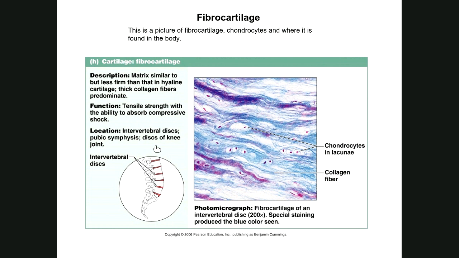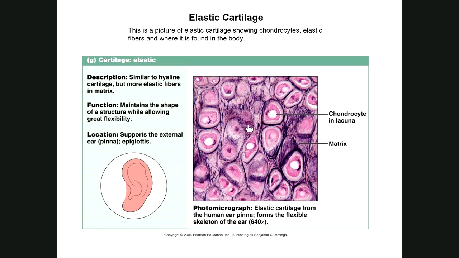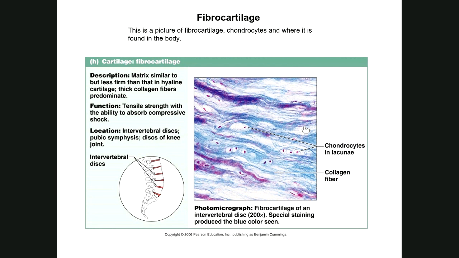So look over these. The first thing you're looking for is the cells, chondrocytes. Then you know it's a cartilage. So which one is it? If it's a clear background, it's hyaline. If it has cottony, fuzzy fibers going everywhere, those are elastic fibers, and it's elastic cartilage. If the fibers are all going one direction, like left to right in this case, but it's not fuzzy and you can see fibers, those are collagen fibers and that's fibrocartilage, a very tough cartilage.